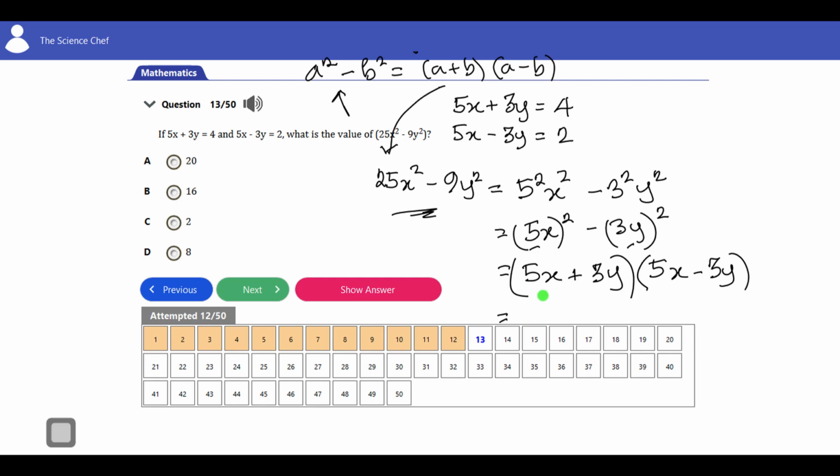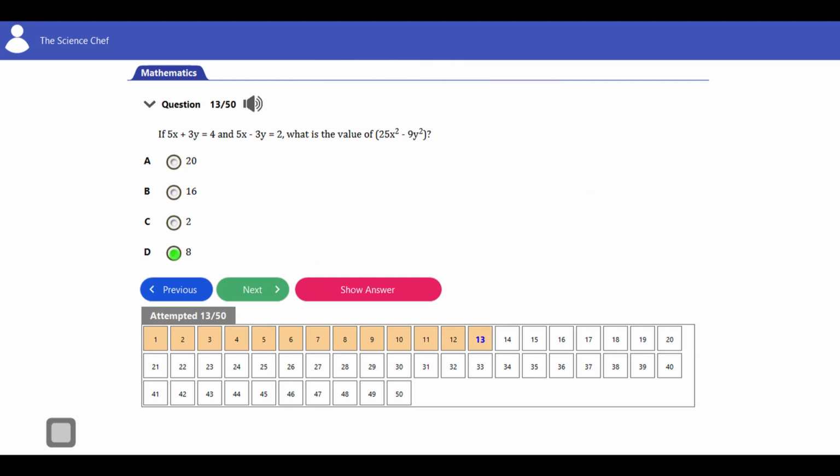5x plus 3y is what? 4. So this is 4 times 5x minus 3y is what? 8x2. That's 4 times 2, which is 8. So the answer to this question is option D, 8.